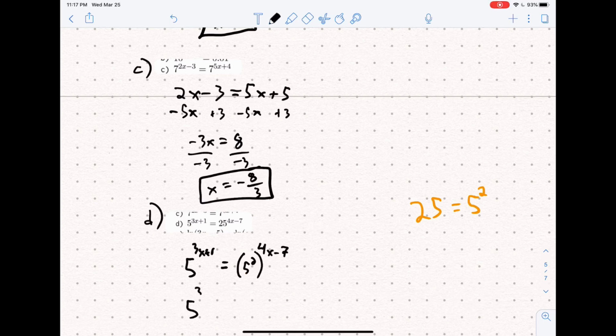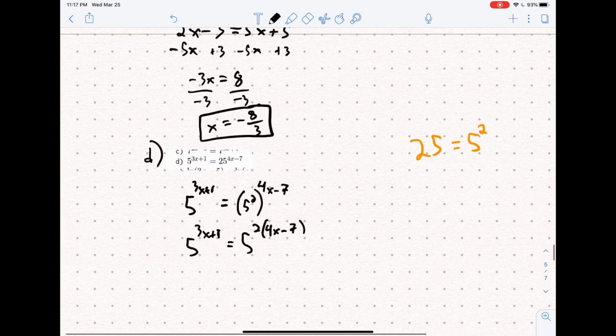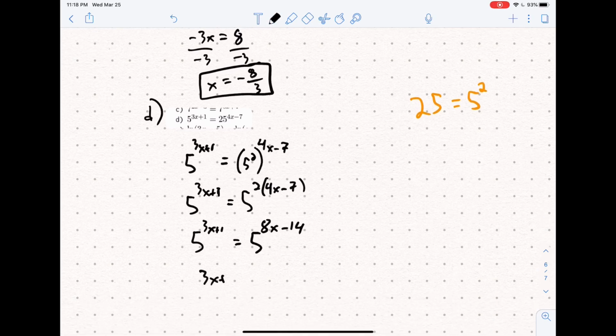So left side stays the same, 5 to the power 3x plus 1. And on the right side, we have 5 to the power 2 times 4x minus 7. They're multiplied together. And I'm going to do one more step here, which is just to distribute the 2 through there. So this is 5 to the 3x plus 1 is equal to 5 to the power 8x minus 14. And this is nice because we now have the same base on both sides. 5 to a power equals 5 to a power. The powers must be equal. So we have 3x plus 1 is equal to 8x minus 14.